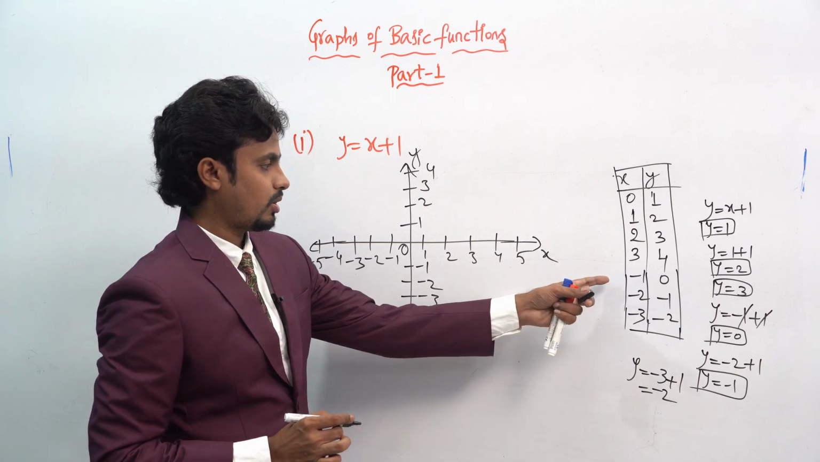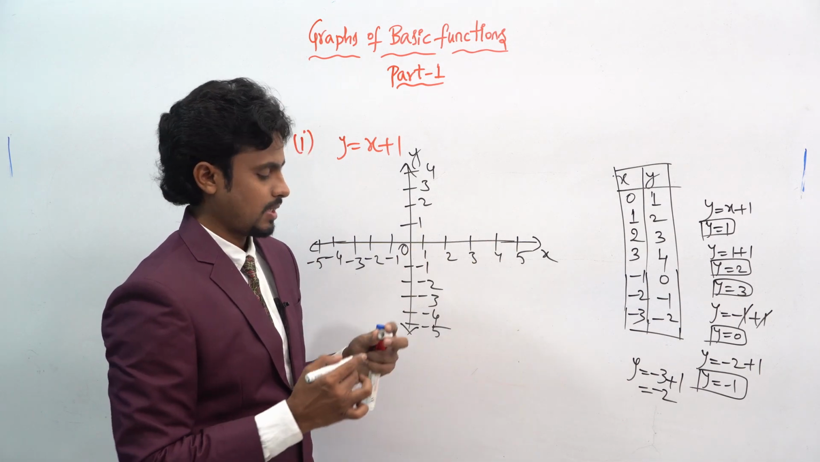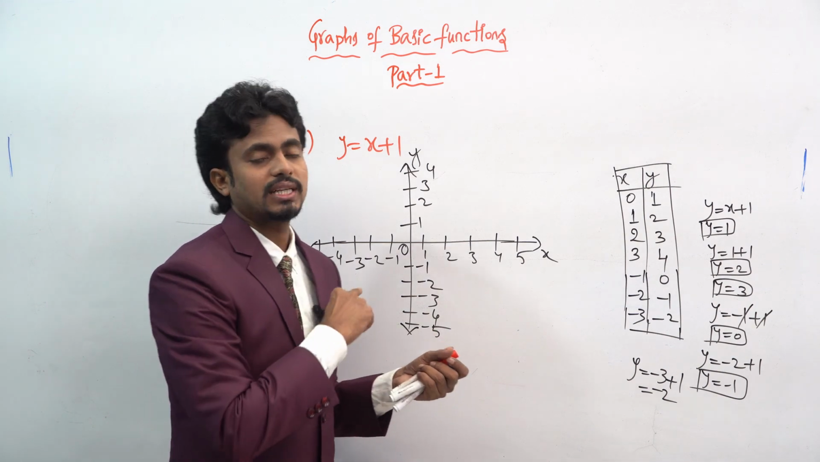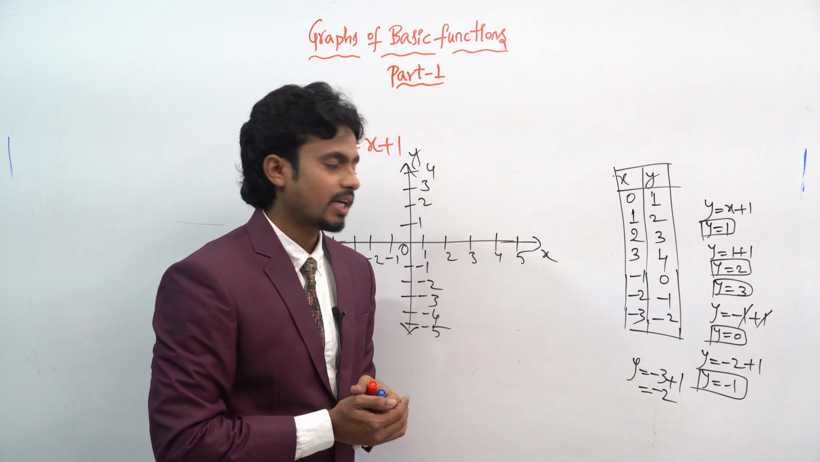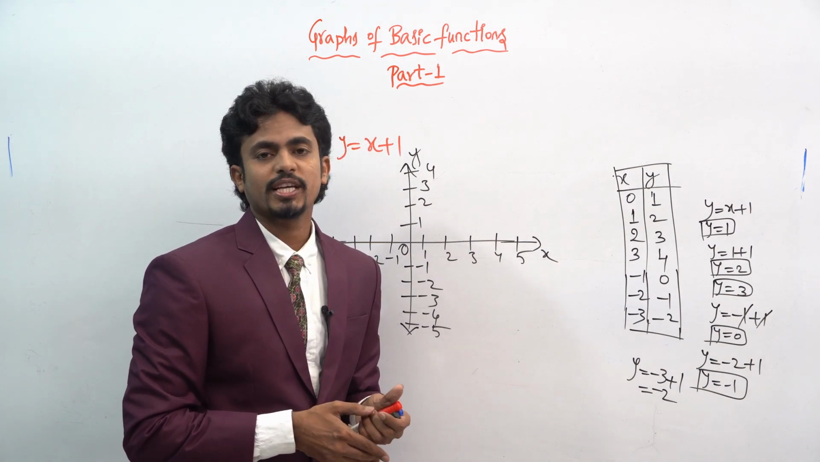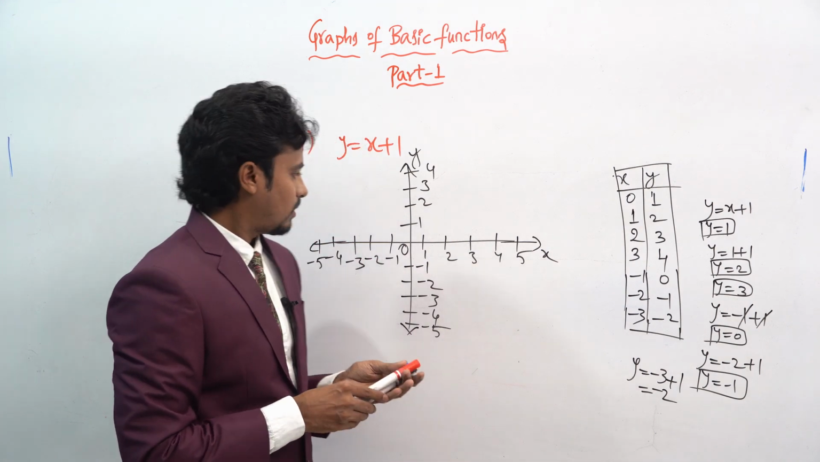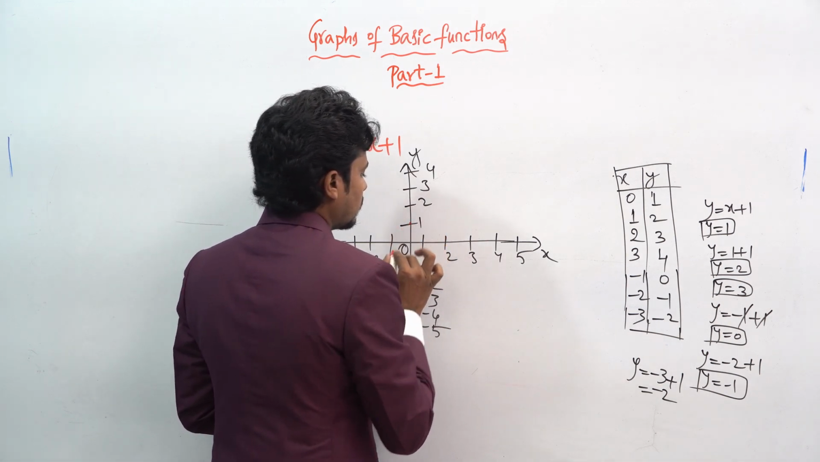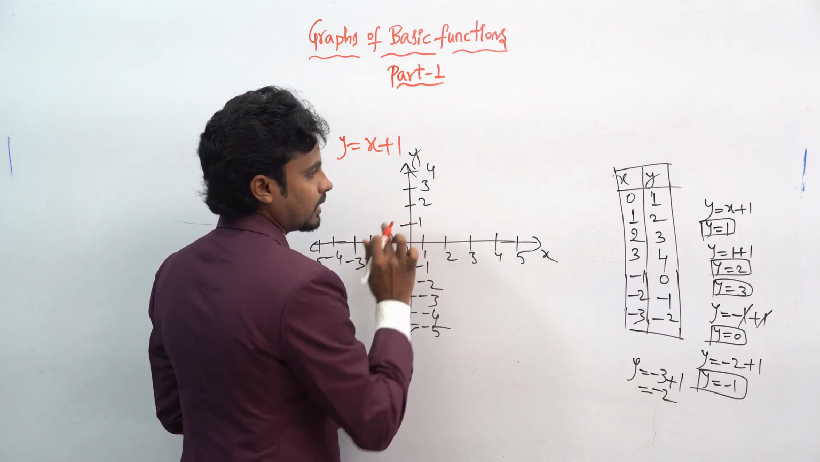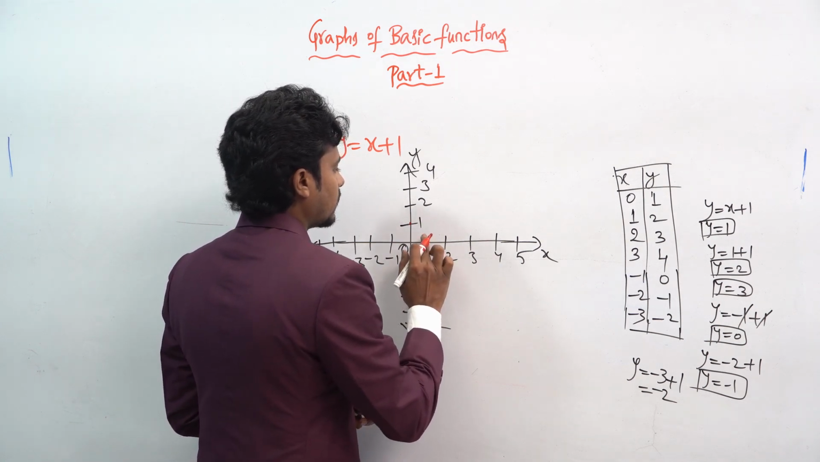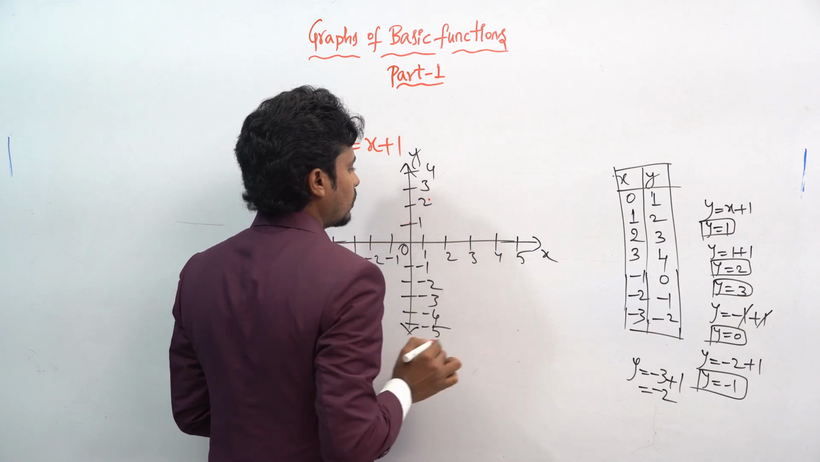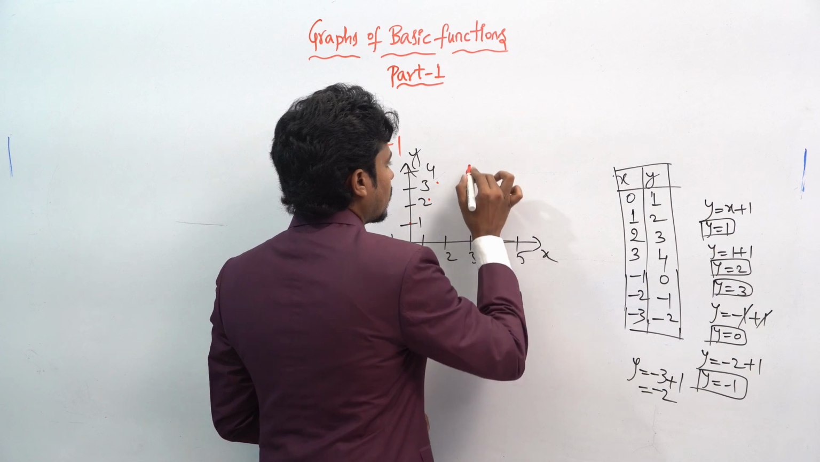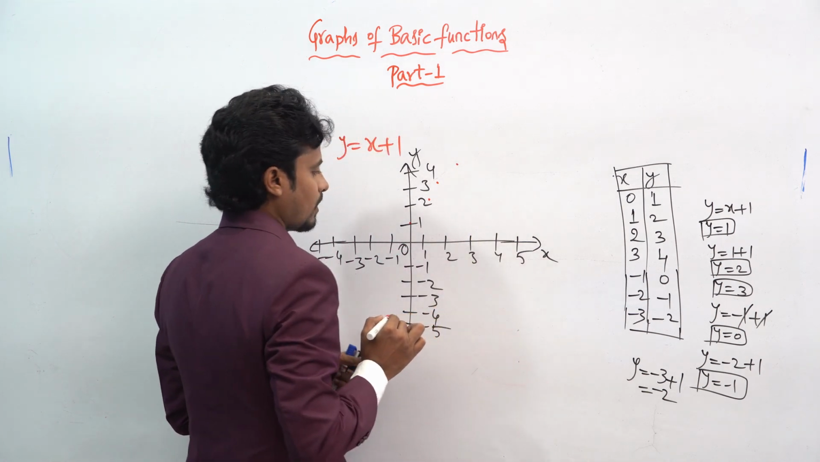Now from this table we have to represent the points in this graph, and lastly we have to connect all of those points. We will get the graph for the y = x + 1 function. So if you take 0, how much will you get? You will get 1, right? At 0 you will get 1. For 1 you will get 2, for 2 you will get 3, and for 3 you will get 4. Okay.